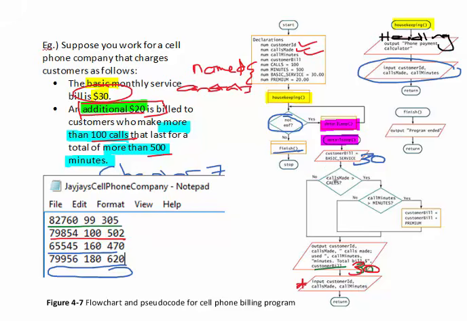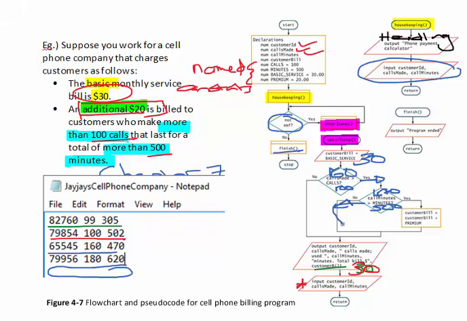This is going to be $30. Is my calls made 160? Is that greater than 100? Yes, it is. 160 is greater than 100. So therefore, we're going to now ask the next question. We're going to go, is calls minutes, which is 470, is that greater than 500?